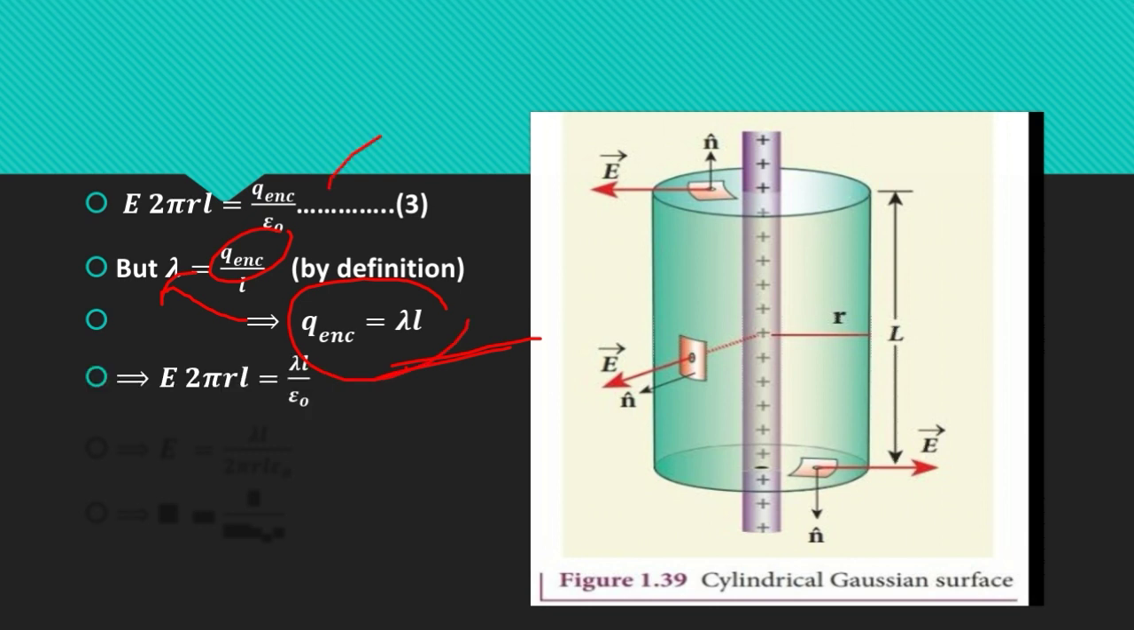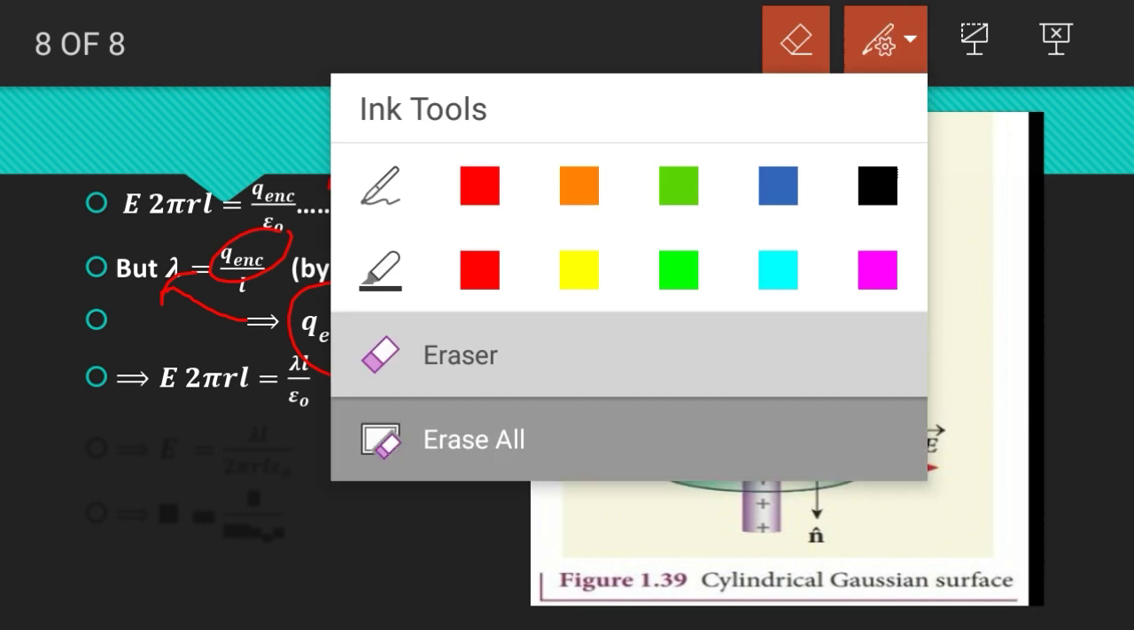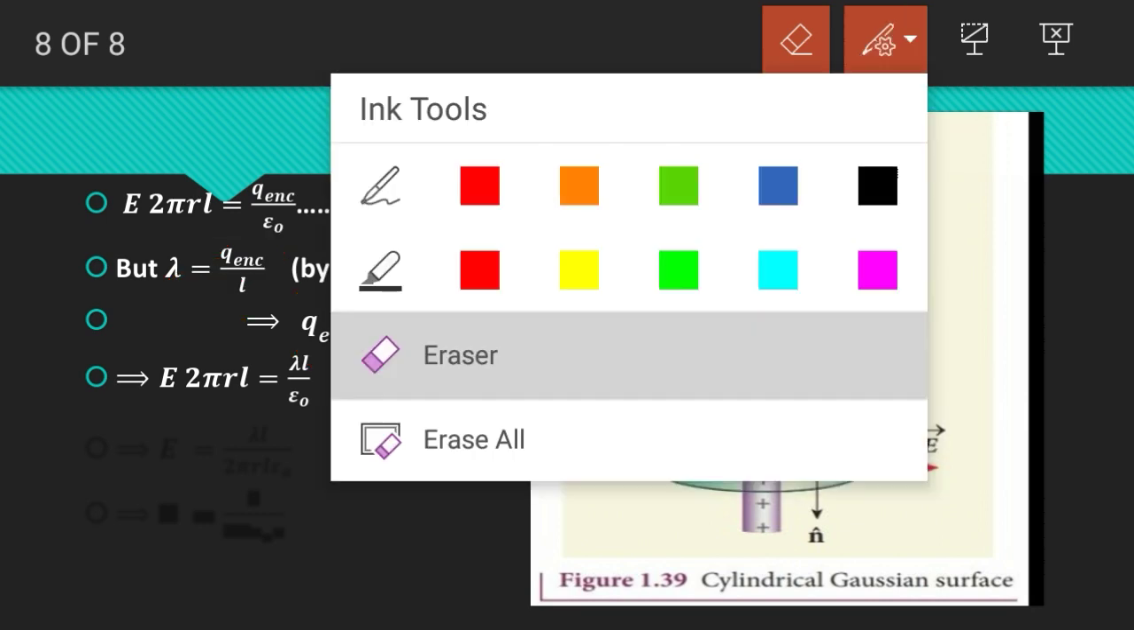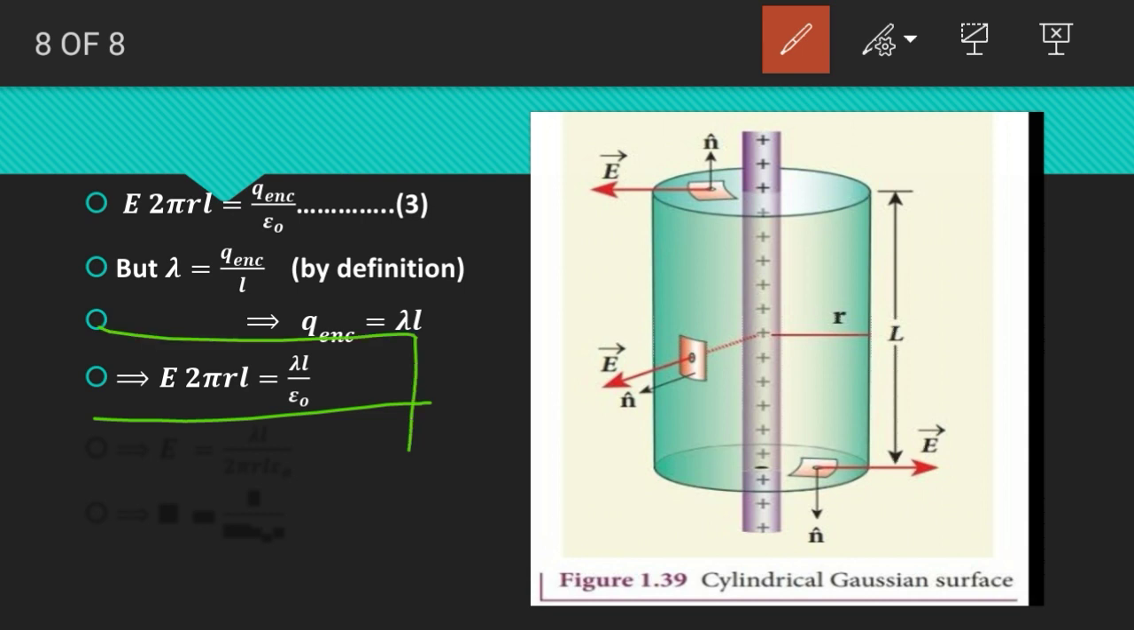So equation 3 will be reduced to E into 2 pi R into L on the left hand side, and on the right hand side Q enclosed will be replaced by lambda into L divided by epsilon 0. Now leaving E on the left hand side only, we have 2 pi R into L in the denominator on the right hand side. So it's lambda multiplied by L divided by 2 pi R L into epsilon 0. Now L can be cancelled from both sides.